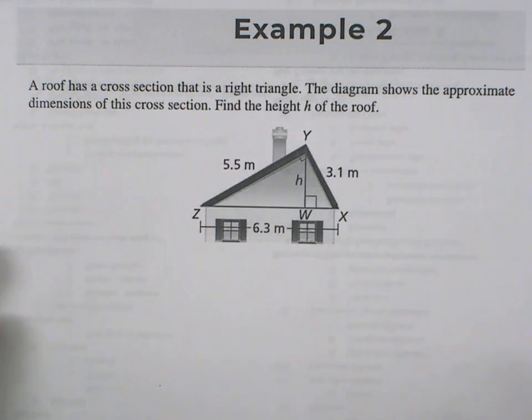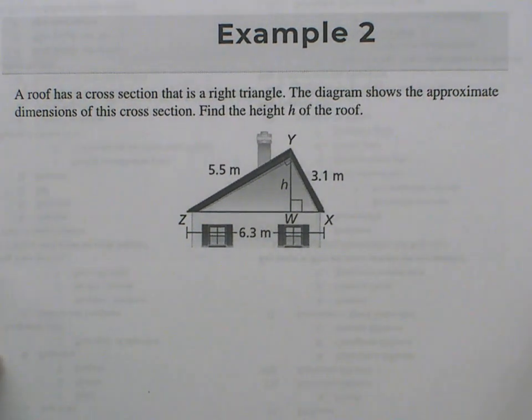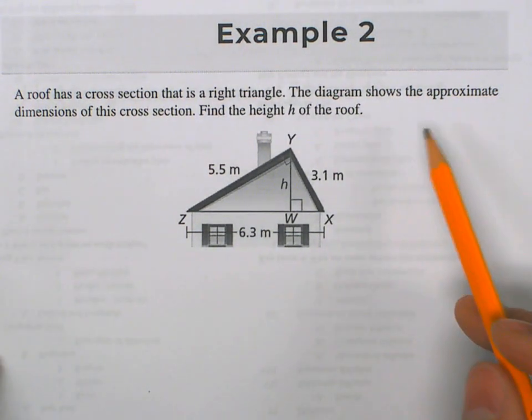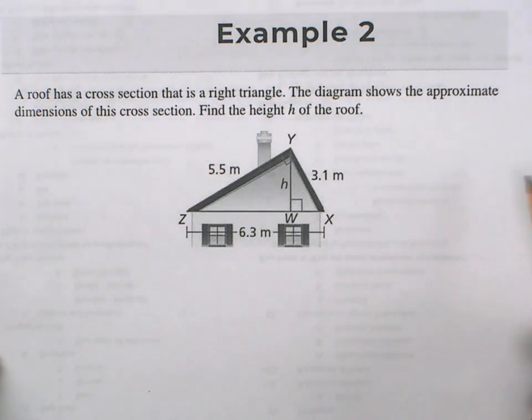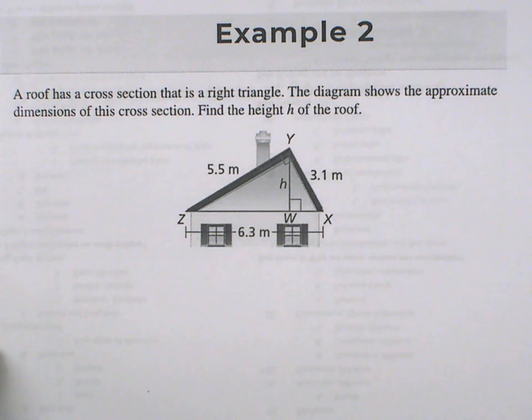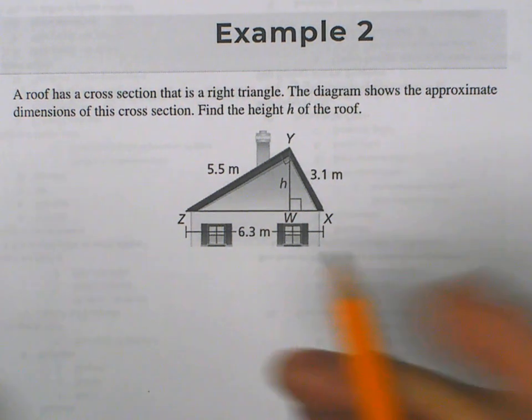Example 2. A roof has a cross-section that is a right triangle. The diagram shows the approximate dimensions of this cross-section. Find the height h of the roof. We have quite a few things we can do here. We could separate all of these and use proportions, or we can use the rules that we were just using. So I say we separate them first, but I'm going to label them.